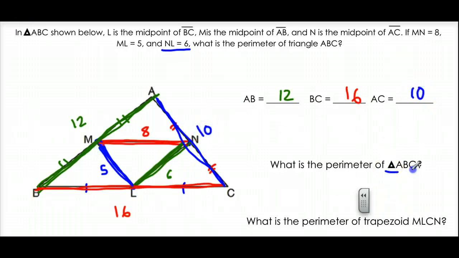So to find the perimeter of ABC, we just have to do 12 plus 16 plus 10. Those are our three sides, and that gives us 38. And that would be our perimeter.